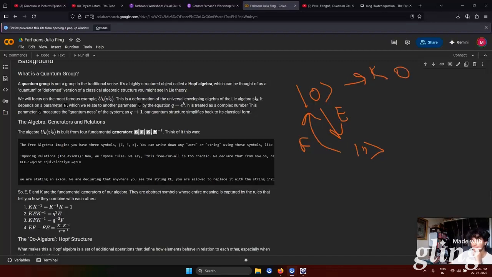So over here it'll just give you 0, over here it'll give you 1, then k will give you some number between 0 and 1. Okay, so all this to say, we need to start putting relations between how e, f and k interact with each other. That's how we will define our group structure.